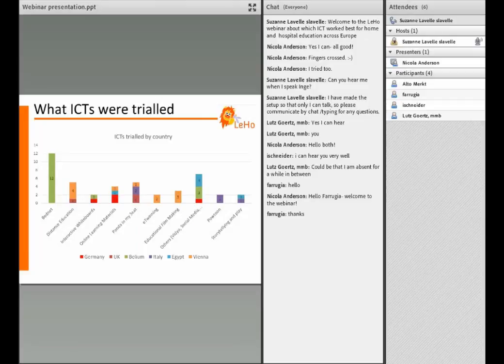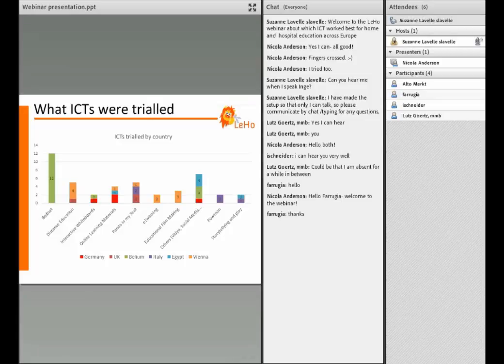And then which ICTs in general were covered by all of these schools and partners across Europe. As I mentioned earlier, we got a slightly skewed result because we got a lot of replies from Belgium, from BedNet. BedNet are a partner in the LEHO project, and they very kindly got a lot of people to trial out their own system and fed back on it, which was great because we got a lot of solid feedback.